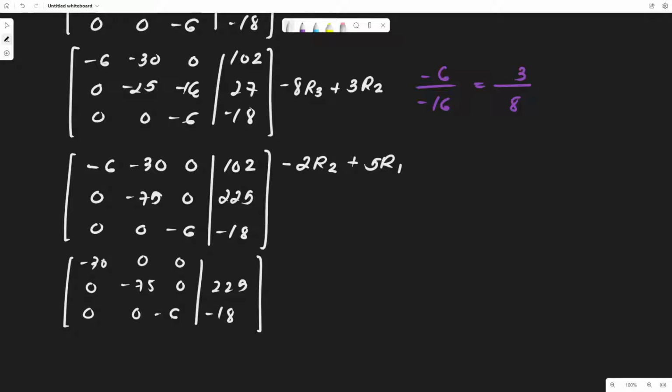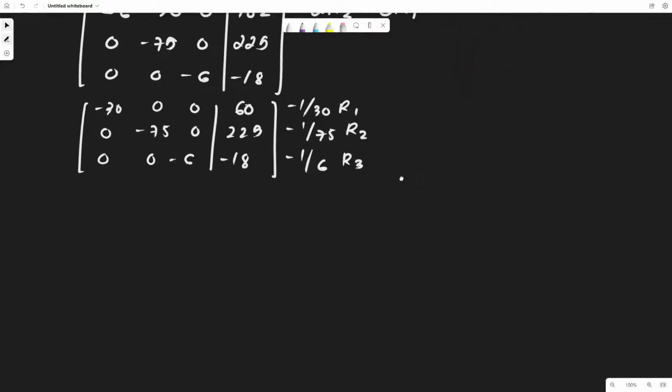Then we have yung ating gagamitin na R2 is 225. Then, for R1 is 102. So, this is 60. No? Positive 60. Ayan. So, pwede na nating i-divide, using the numerical coefficients ng diagonal natin. So, we have your negative 1 over 30 R1, negative 1 over 75 R2, and we have negative 1 over 6 R3. No? So, pag na-reduce na natin to, maliliit na yung mga numbers na yan, no.